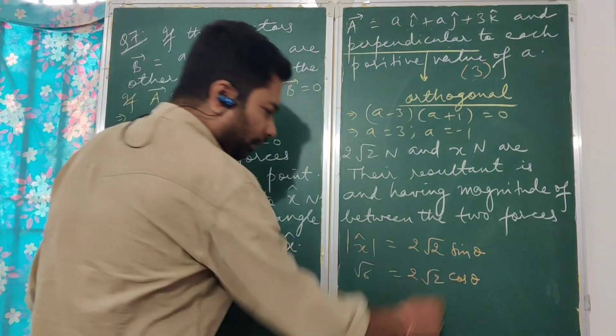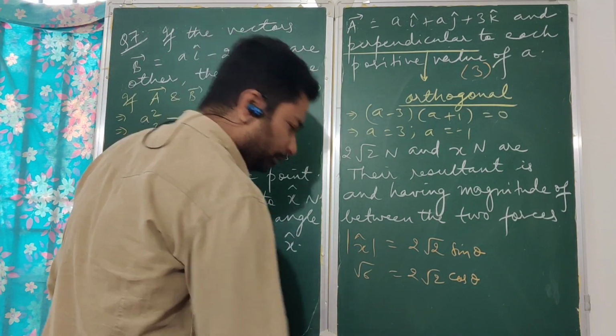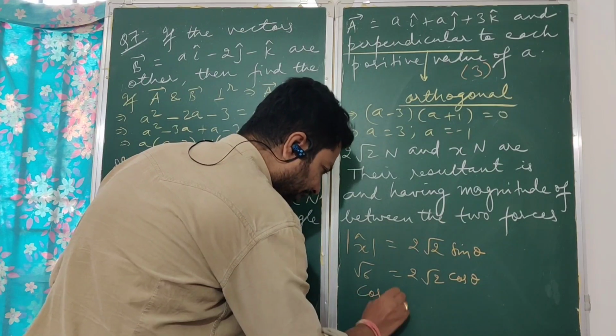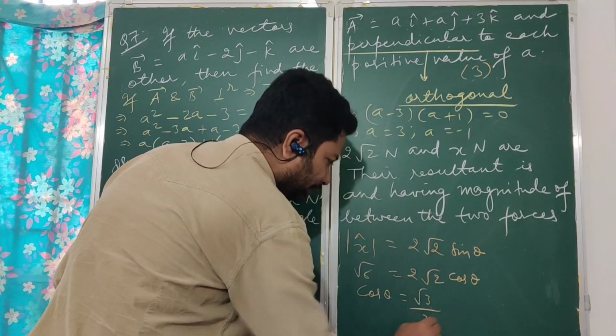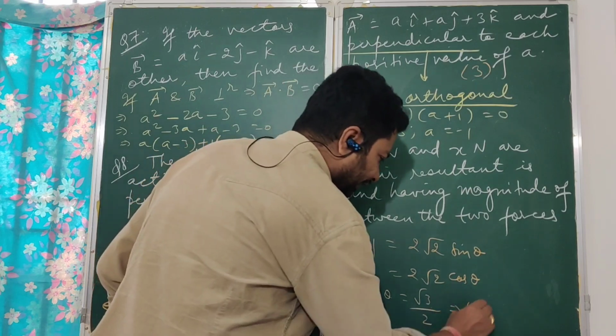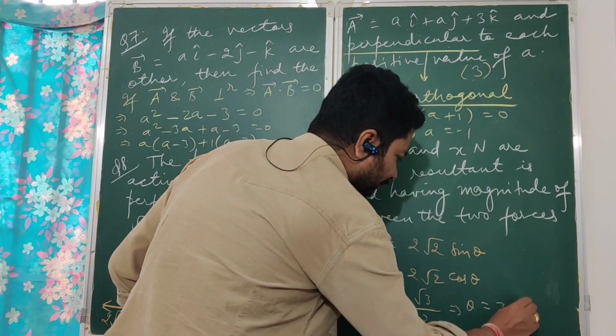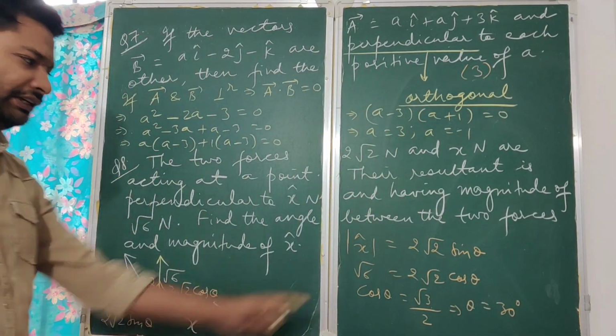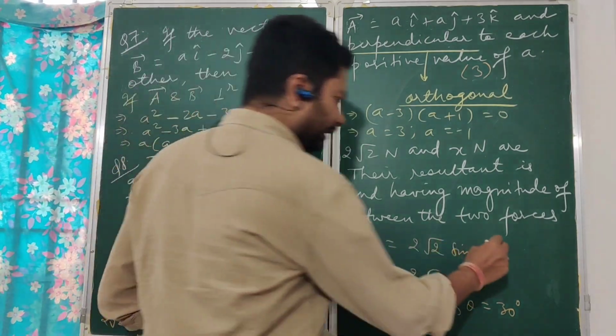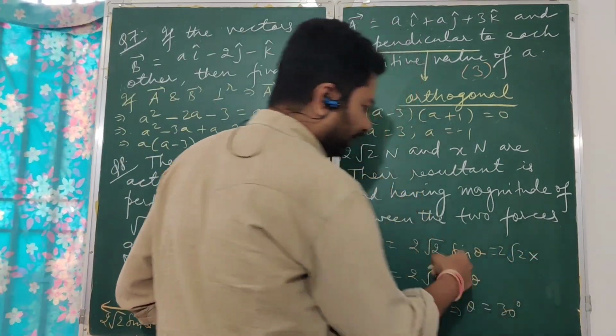So what is cos theta? It is root 3 by 2. So from here you can write cos theta as root 3 by 2. And what is the value of theta then? Theta is equal to 30 degrees. So if theta is 30 degrees, what will be this value? 2 root 2 into sine of 30.